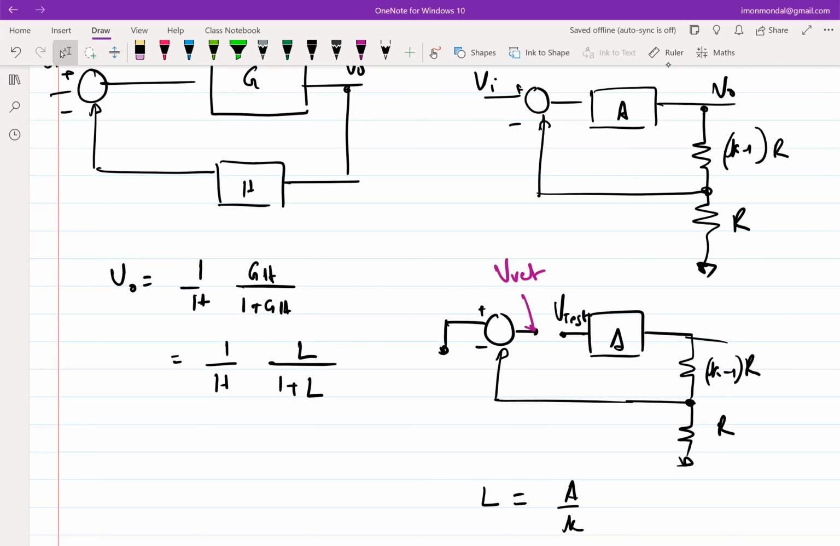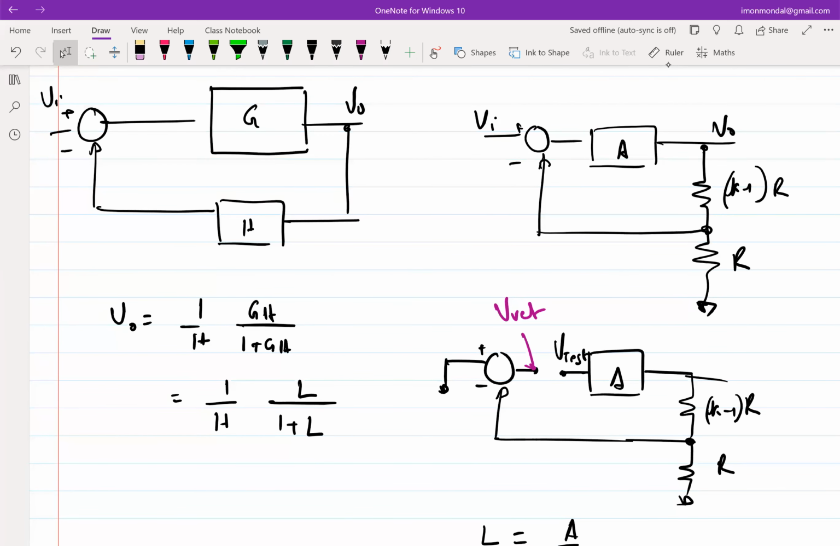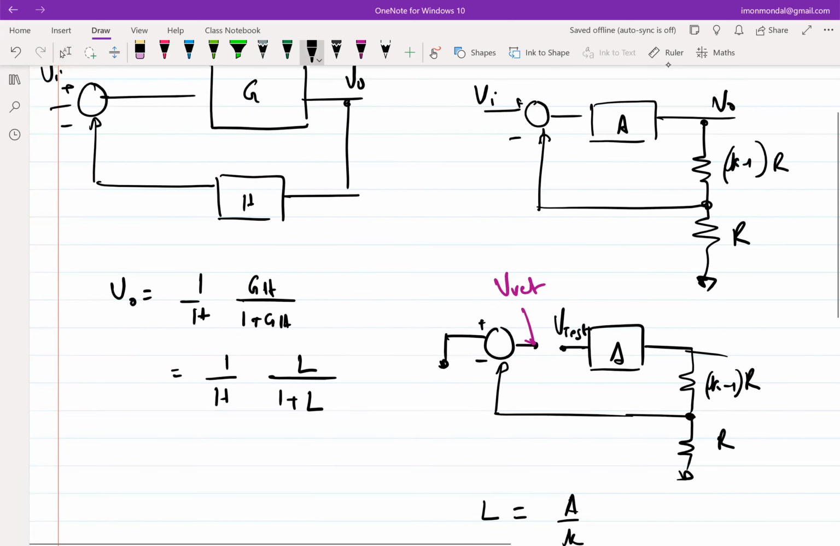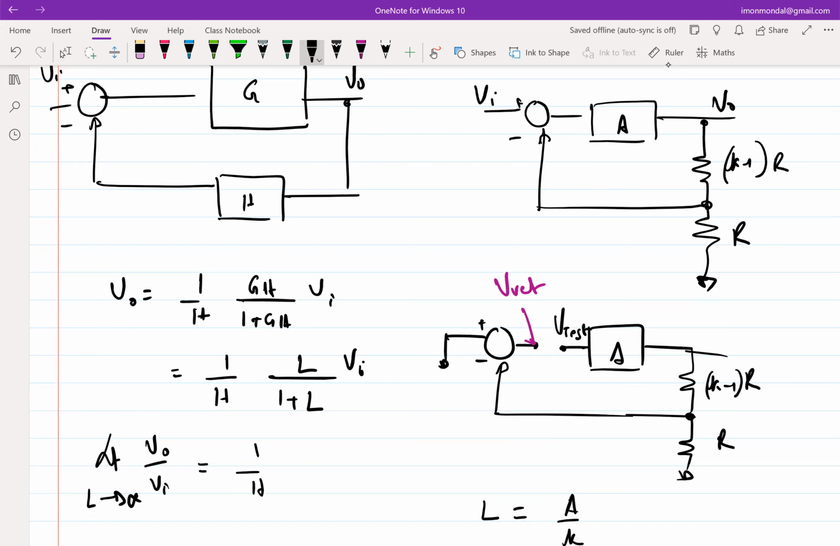Can't hear. So speak aloud. H is independent. Why do you say H is independent? Okay, H is independent of input, I agree. But what I essentially meant was, the limiting value of V naught by Vi when L tends to infinity, whatever you get, happens to be 1 over H. But is this guy independent of input? Yeah, I agree. H is a part of the network. H is not independent of input.